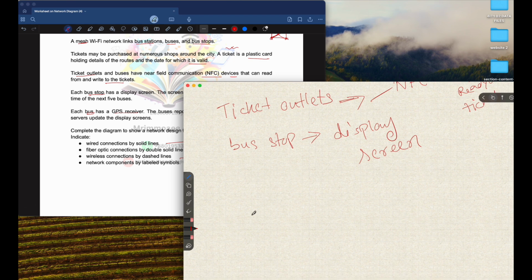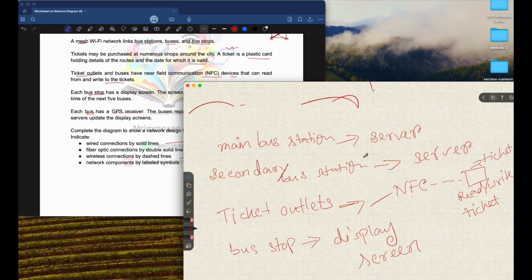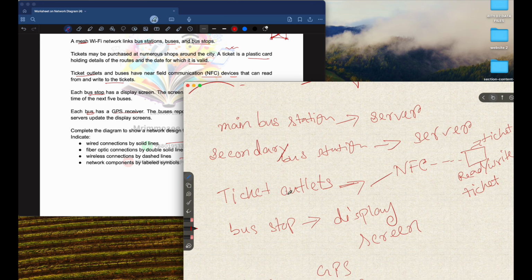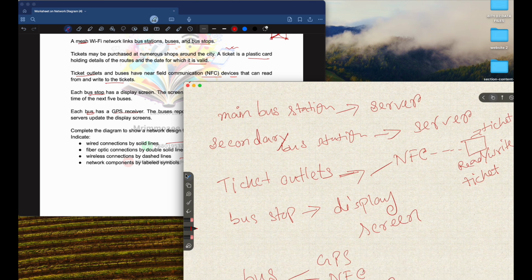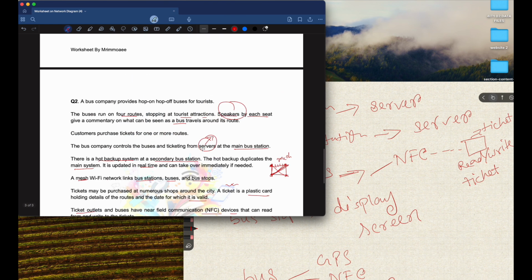So what are the things that the bus has? When we design, we have to identify them. They have a GPS. The bus also has an NFC. Then the bus has a speaker as well. At first they mentioned that the bus has a speaker. So this is the thing. The main bus station has a server, the secondary bus station has a server, then the ticket outlet, and then the bus stop, all the things that I added.